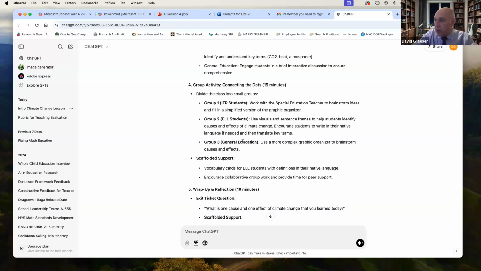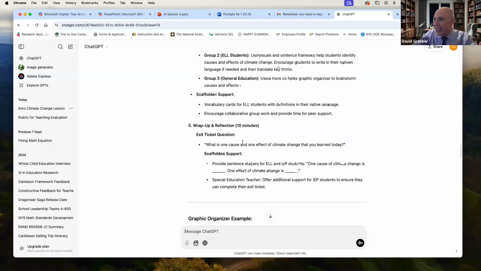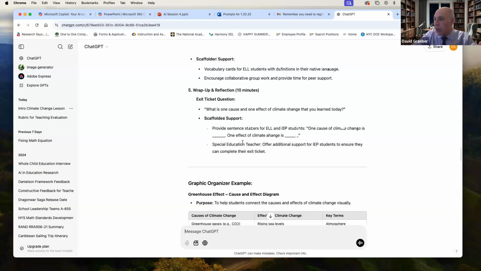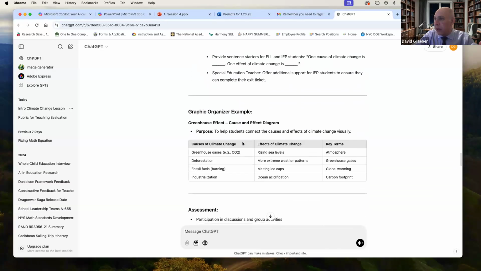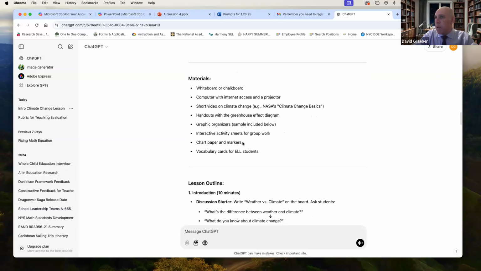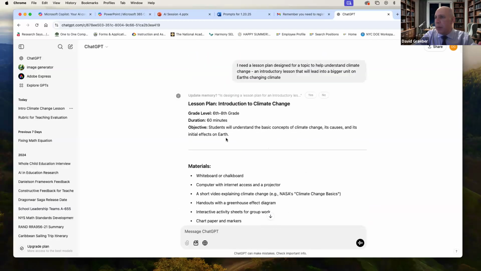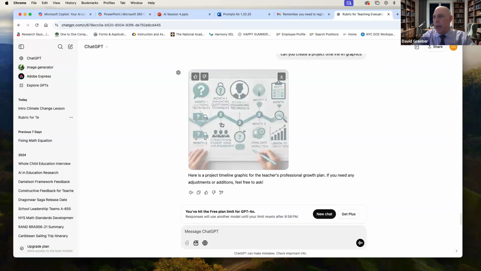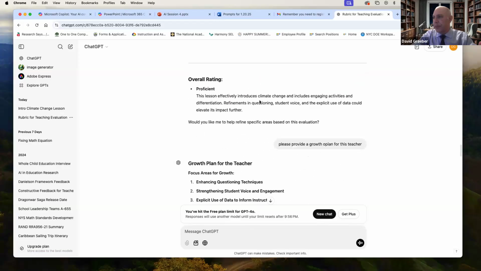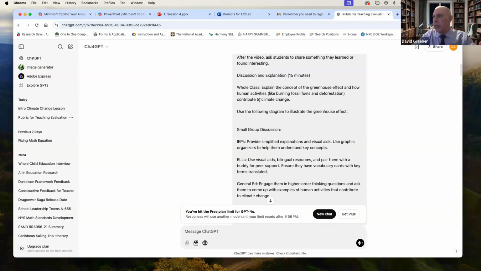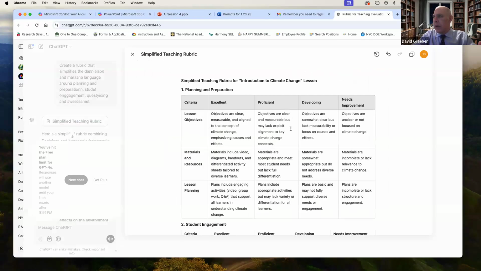Now it's much further dug in here, right? Exit ticket. It's got an assessment piece in there. The piece that I really needed to think about before I started planning all this is, well, I know that we have a rubric, right? And I know our rubric looks something like this, right?